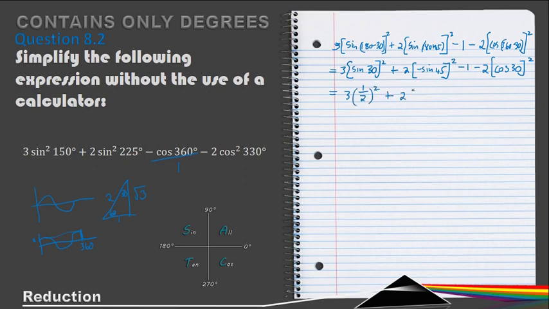Then we have minus, now sine 45. Just draw this 45 degree triangle over here, 1, 1 and square root of 2. Then sine 45, opposite over hypotenuse, is 1 over the square root of 2. That's all squared, minus 1, and then minus 2. So cos 30, adjacent over hypotenuse, is square root of 3 over 2, and that's all squared.